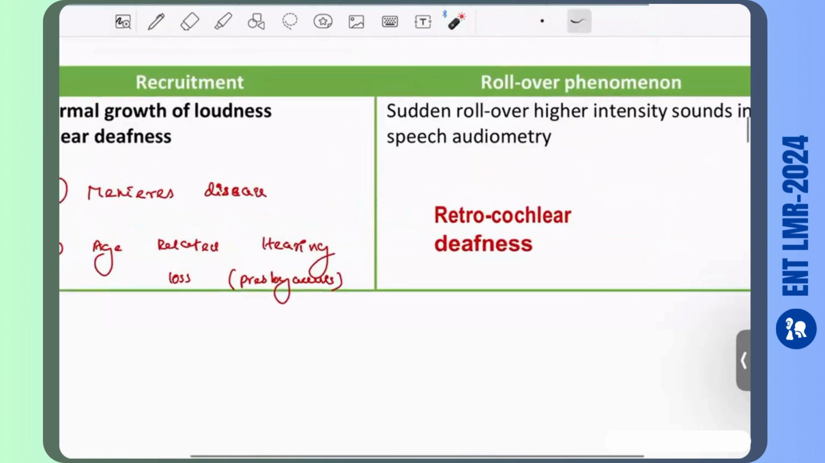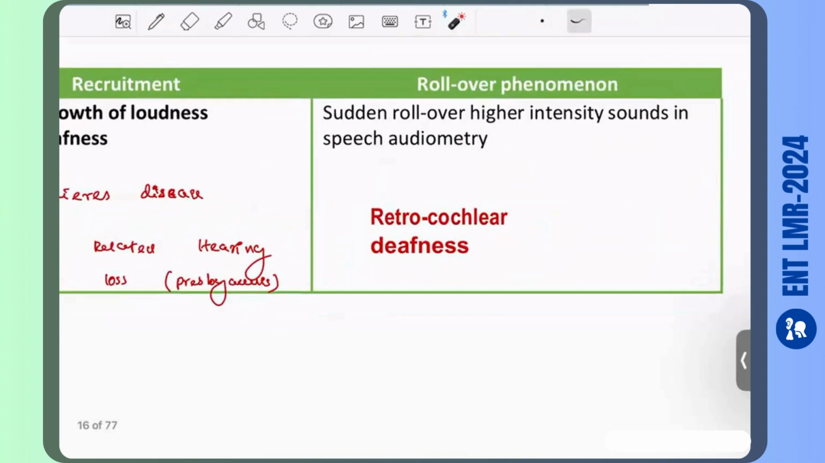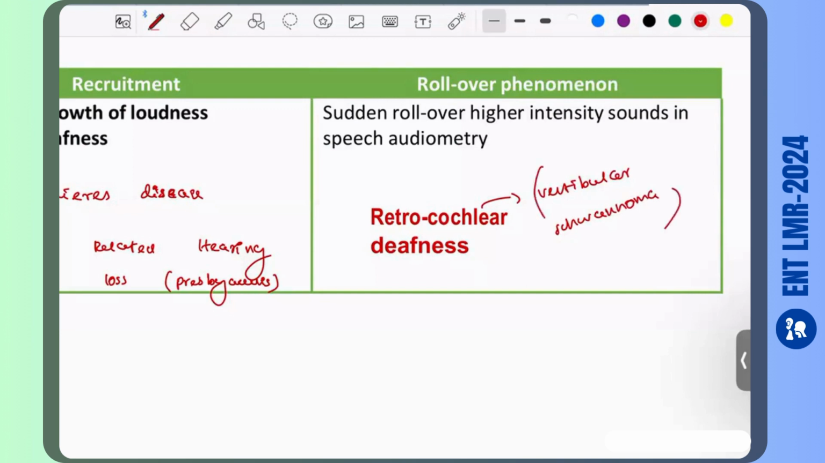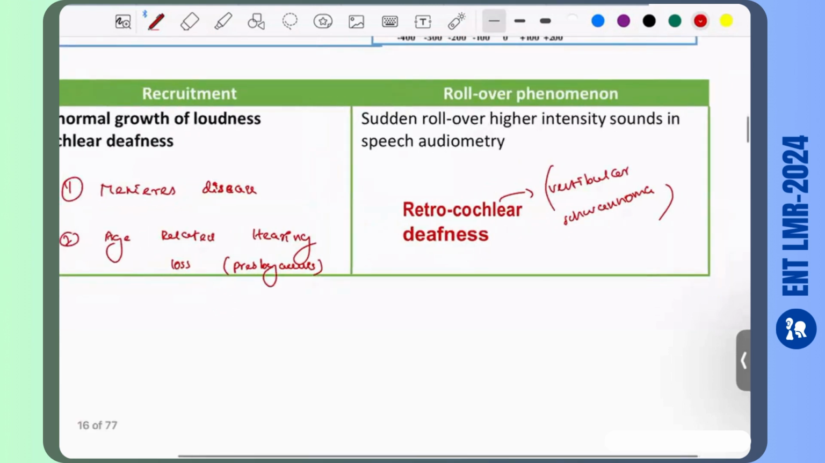Now, there will be a sudden rollover of higher intensity sound in speech audiometry. It is called the rollover phenomenon. So in a retrocochlear deafness, like vestibular schwannoma, there will be a sudden fall in the higher intensity sound. It is called the rollover phenomenon.